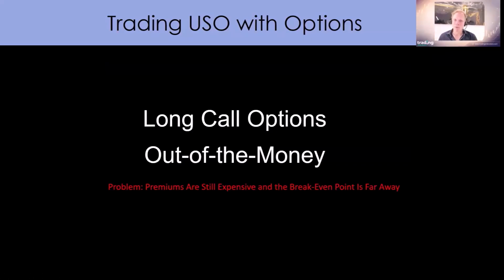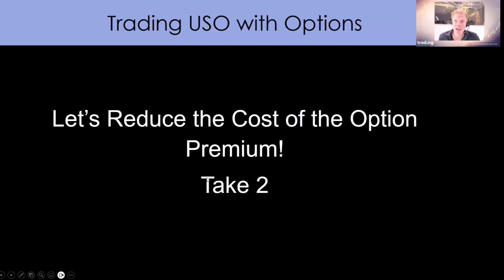What else could we do to make our premiums cheaper without potentially moving too far out of the money? Well, we could, in addition to buying this call option, also sell a call option at the same time. We're going to collect some premium if we do this. This can offset the price for the initial call option.